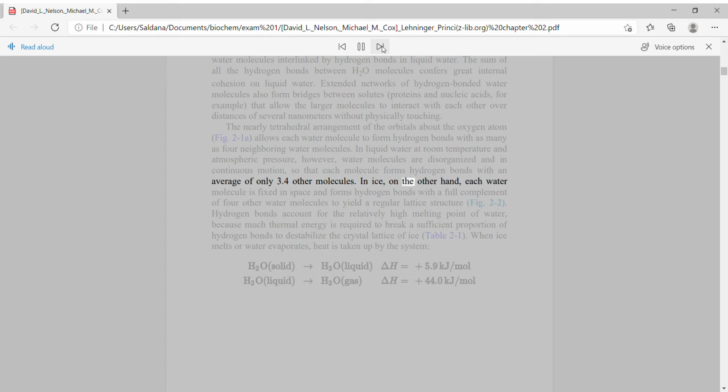In ice, on the other hand, each water molecule is fixed in space and forms hydrogen bonds with a full complement of 4 other water molecules to yield a regular lattice structure, Fig. 2-2. Hydrogen bonds account for the relatively high melting point of water, because much thermal energy is required to break a sufficient proportion of hydrogen bonds to destabilize the crystal lattice of ice, Table 2-1.